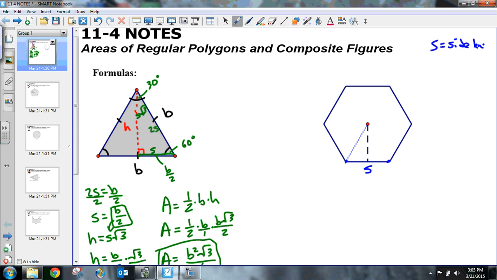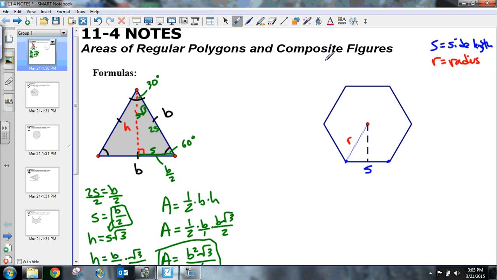I'm going to call this value here my radius. You can think of it as a radius, the point that's furthest from the center. So R, we'll call that the radius.